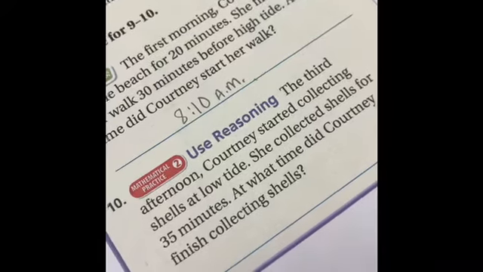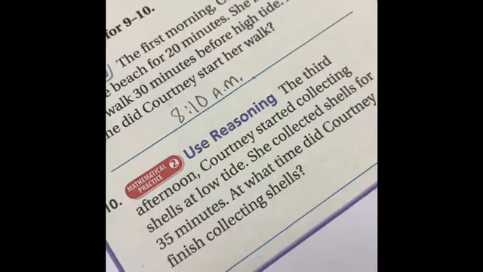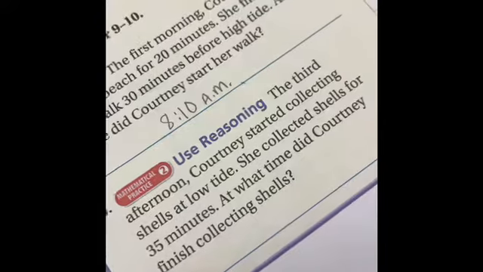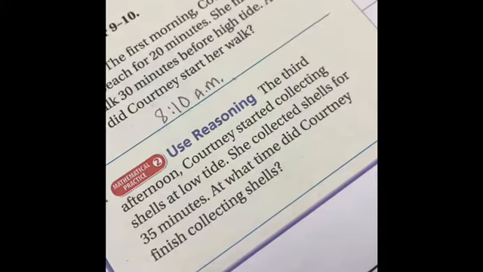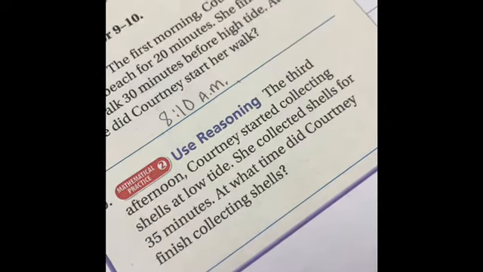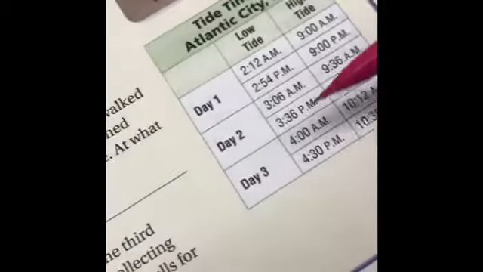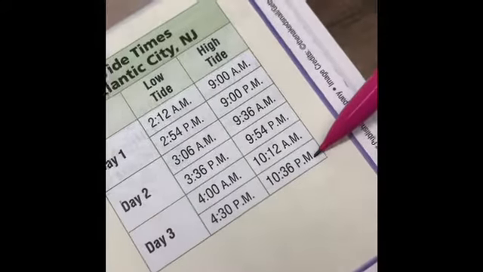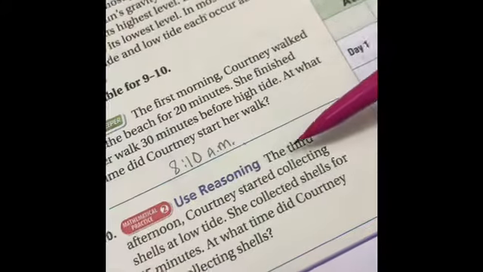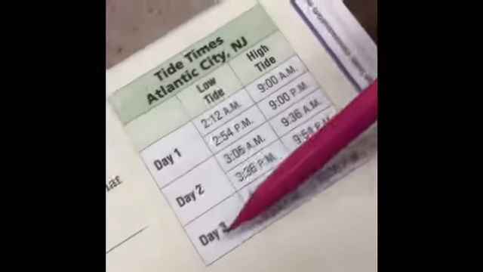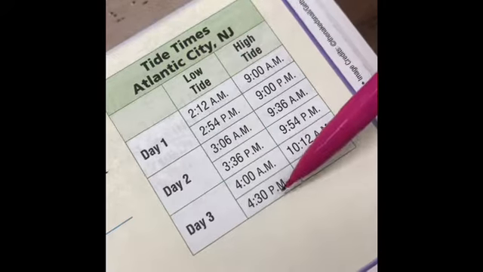All right, number 10, use reasoning. The third afternoon, Courtney started collecting shells at low tide. She collected shells for 35 minutes. At what time did Courtney finish collecting shells? So since it says the third afternoon, we have to look at day 3. And since it said it was happening in the afternoon, we need to look at the PM. So at day 3 in the PM, the high, does it say high tide? Let's double check. Oh, it says low tide. So at day 3 for low tide in the PM, it's 4:30 PM.